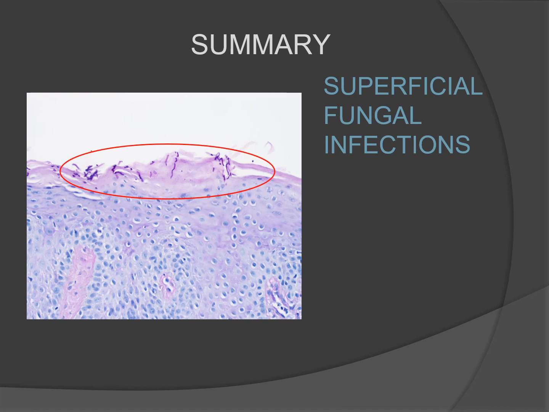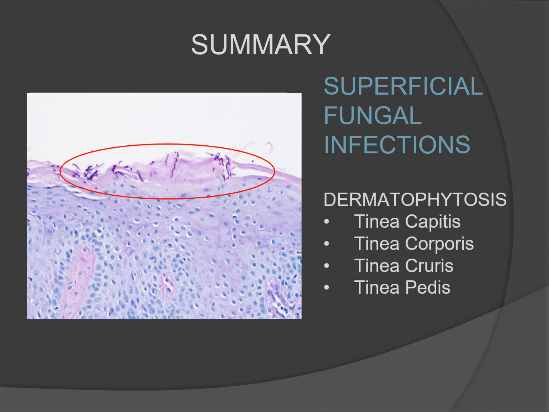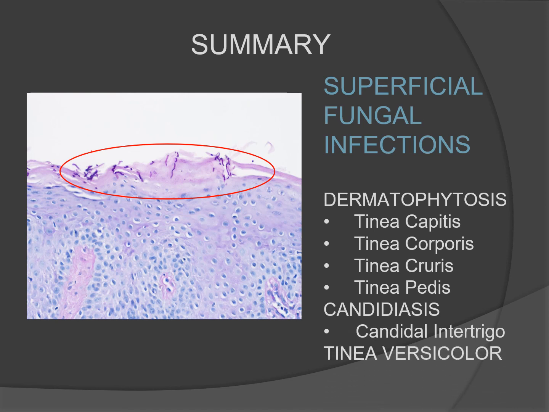In summary, we have discussed today the superficial fungal infections, namely the dermatophytosis Tinea Capitis, Tinea corporis, Tinea cruris, and Tinea pedis, the candidiasis called Candidal intertrigo, and Tinea versicolor. We have learned aspects of its diagnosis and management in the hope that when you encounter these diseases, one day that you will be able to differentiate one from the other.